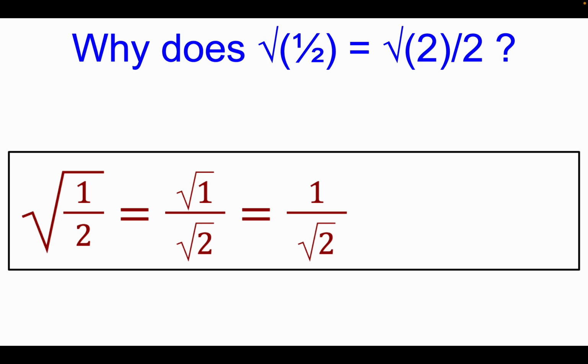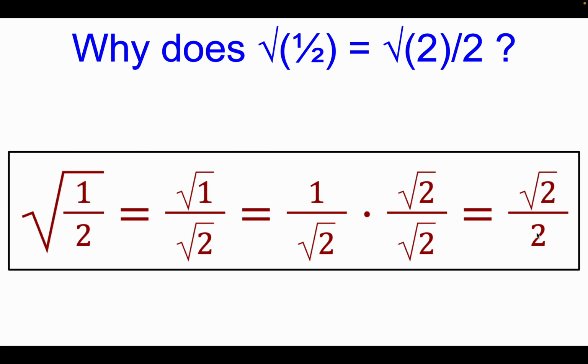So what mathematicians used to do was a technique to get this square root out of the denominator. And they would multiply by the square root of 2 over the square root of 2. The square root of 2 times the square root of 2, that's the same thing as the square root of 2 squared, which is 2. And then 1 times the square root of 2 is just the square root of 2.